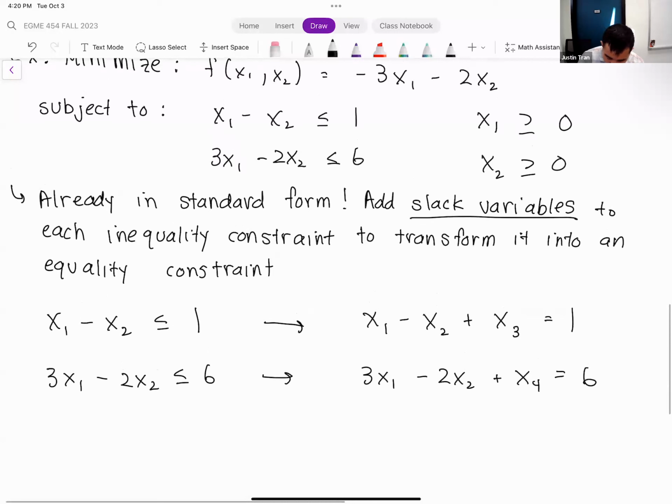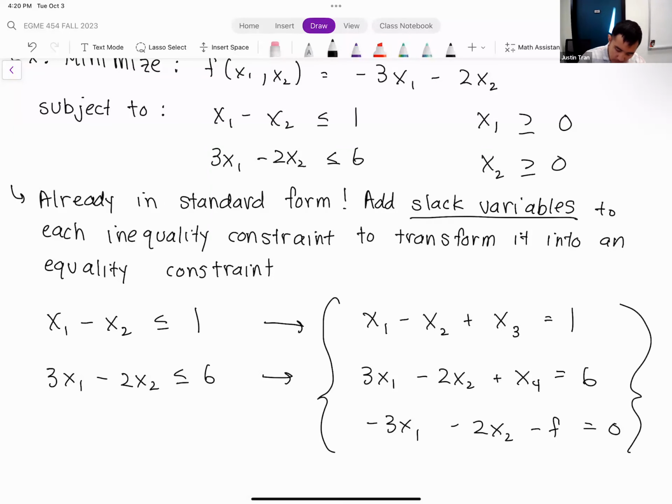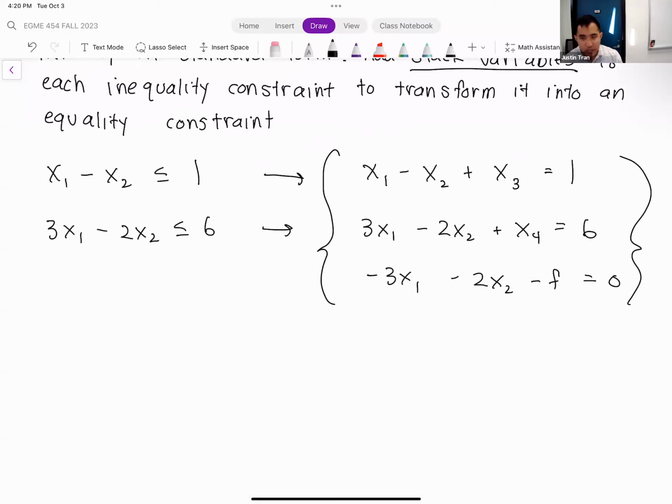All right, and then let me write down the objective function again. Our objective function is 3x1 minus 2x2 minus f equals 0. What I have in braces right here is our linear programming optimization problem, but now we have 4 design variables instead of just 2. Any questions on this so far?